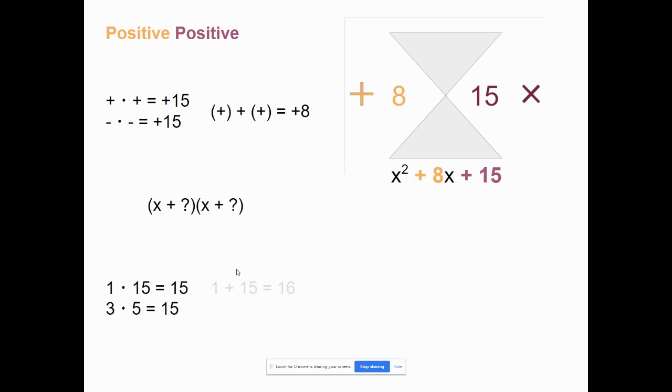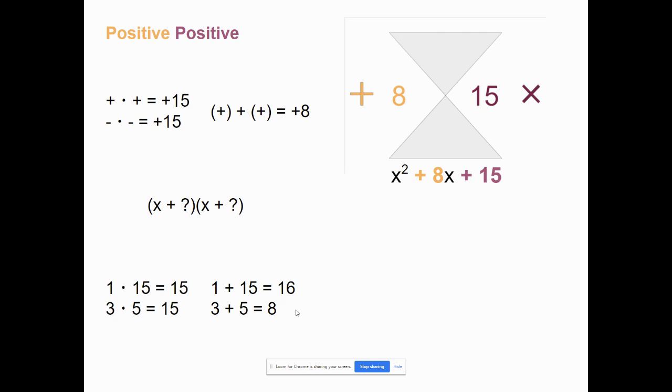So let's check. 1 plus 15 gets us 16, not what we want. 3 plus 5, that gets us 8. And some of you probably realized that before I got to this point, but we're going to go through sort of methodically to make sure that we understand all the steps.